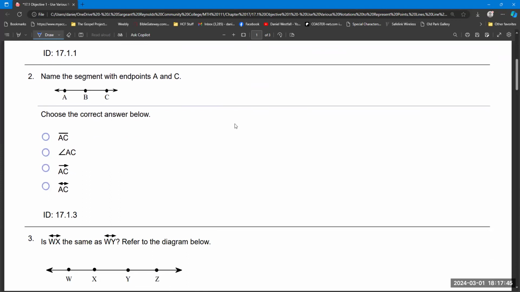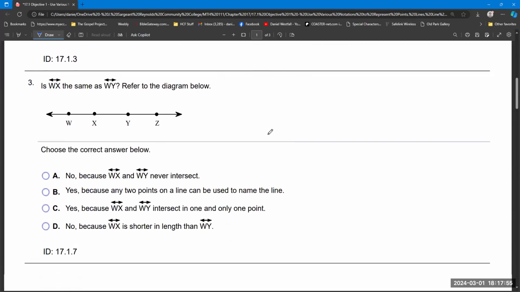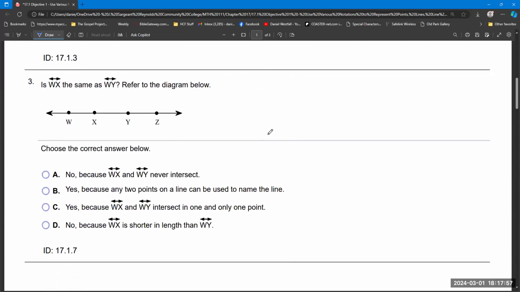Now we want a line segment with endpoints A and C. So that's like this. It also could have gone the other way from C to A, but that's line segment notation. Next, we have the question, is WX the same as WY? Why or why not? So WX and WY do lie on the same line. So yes, they're the same because I can use any 2 points on the line to name the line.